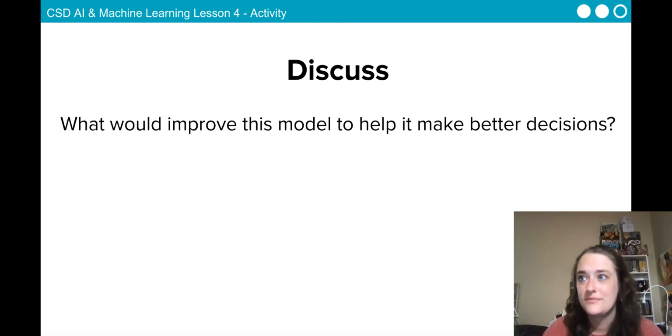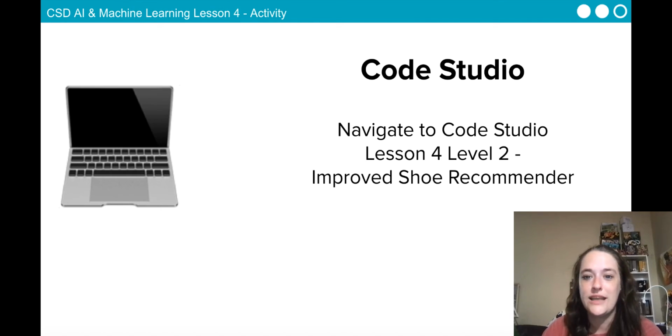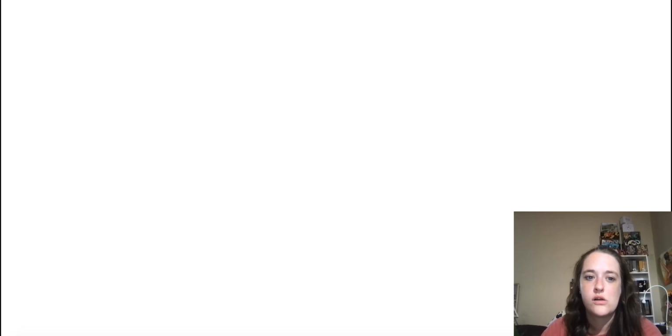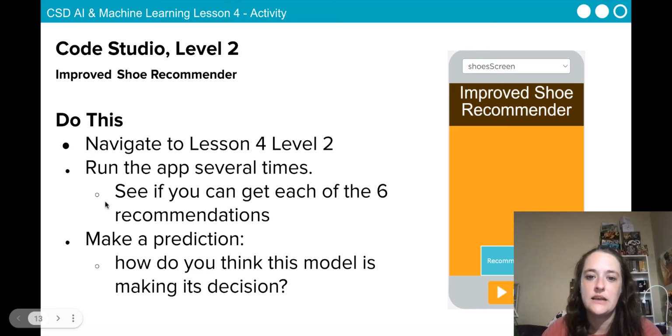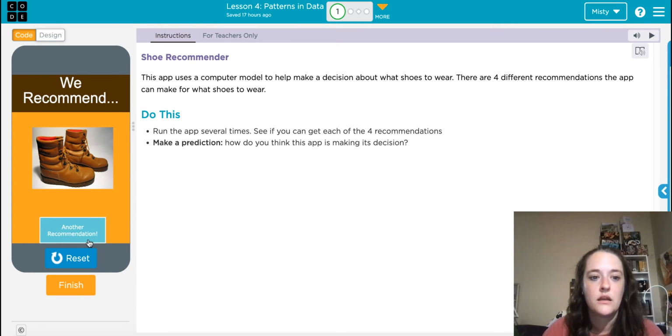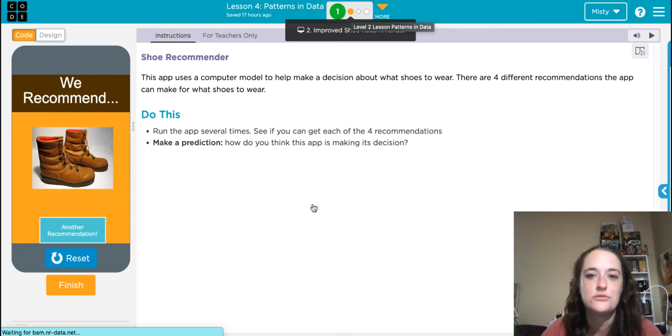But what we're going to do now is look at level 2, and this is an improved shoe recommender. You're going to run the app several times, see if you can get each of the 6 recommendations, and then make a prediction. Run it. No, I'm sorry, I'm still on level 1. Okay, go back. No, not back, go forward. Improved shoe recommender.